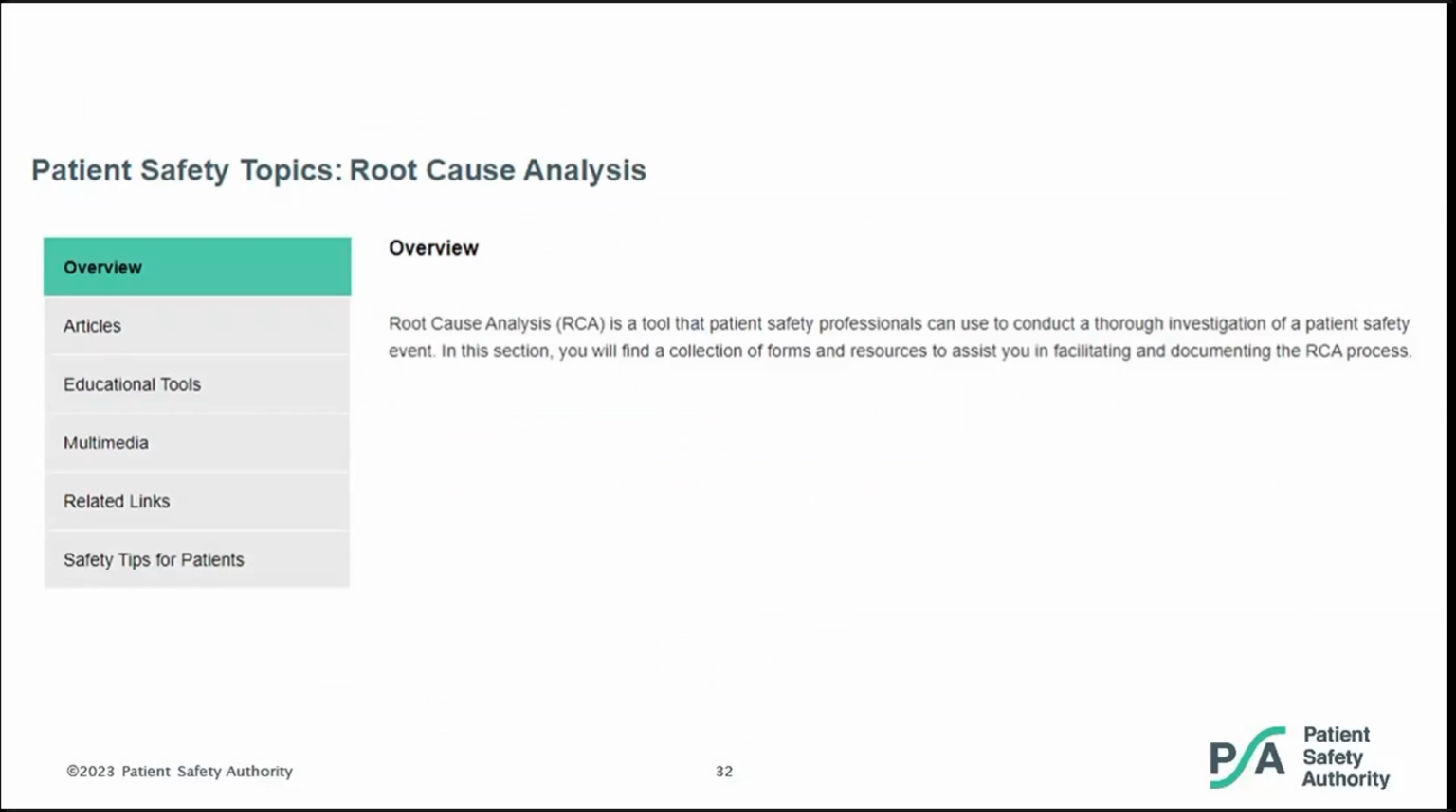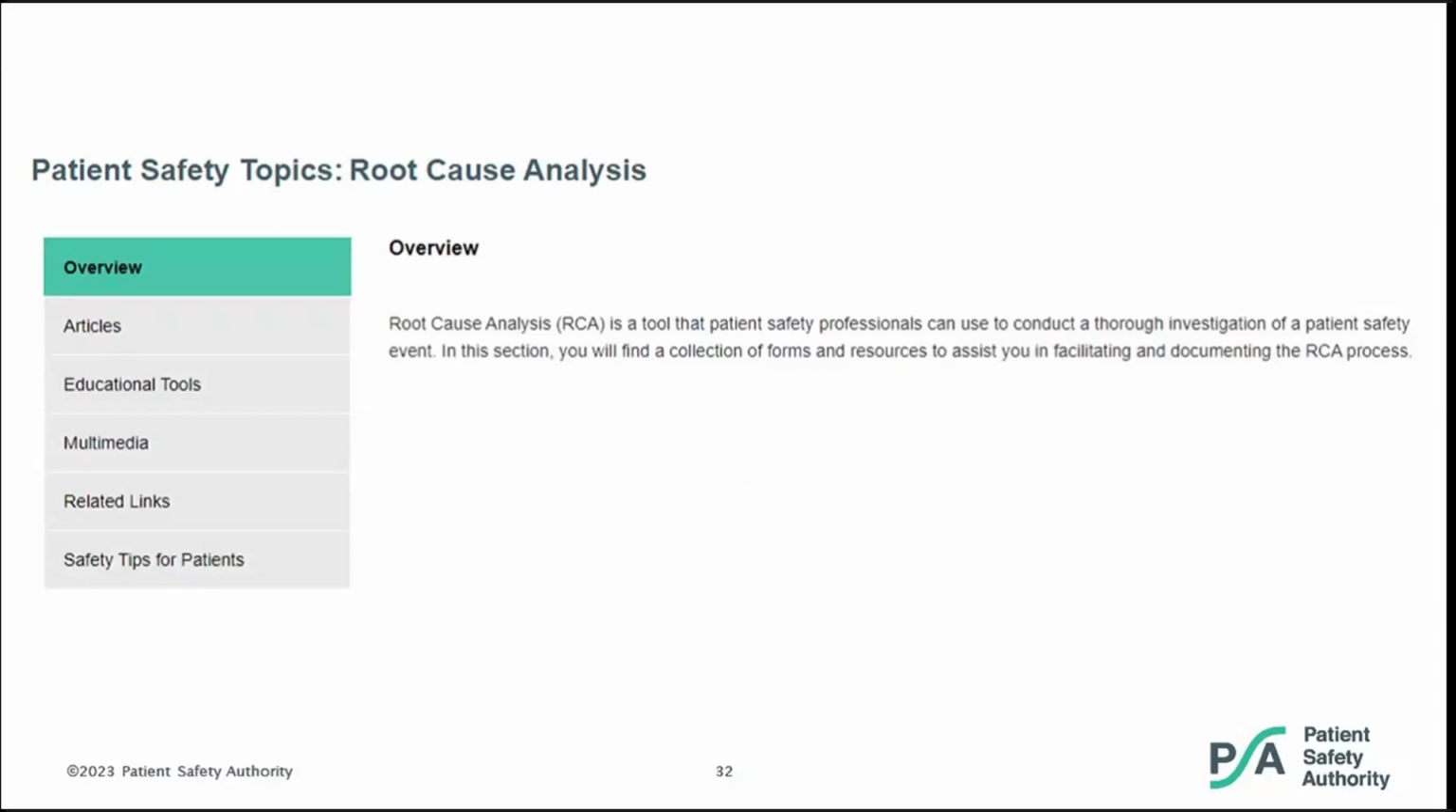The Patient Safety Authority Root Cause Analysis Educational Toolkit. Additional items that you can find to what I've just mentioned. We have our root cause analysis investigation form, which is helpful in facilitating and documenting the steps of a root cause analysis. The guidance document for the root cause analysis form. This guide will take you step by step in how to complete the RCA form.